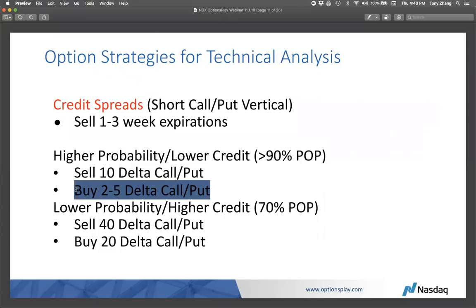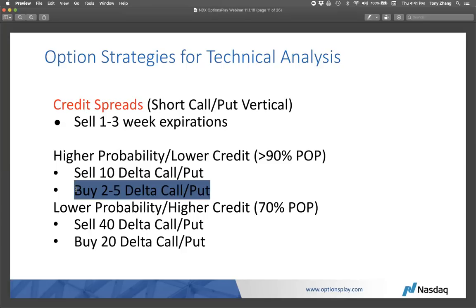We see a lot of these trade all day long on symbols like NDX. You know, these typically have probability of profits well over 90%, some of them 95, 98, 99% we've even seen. These are where you're collecting very small amounts of credits, but they have a very, very high probability of profit. They do come with a lot of risk.